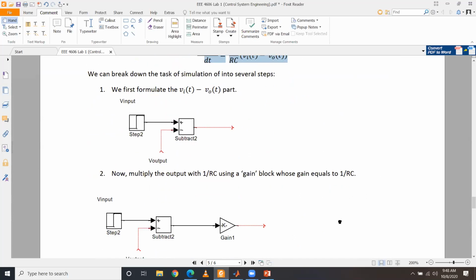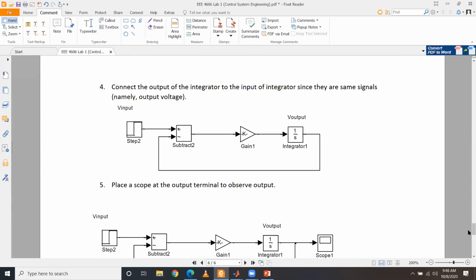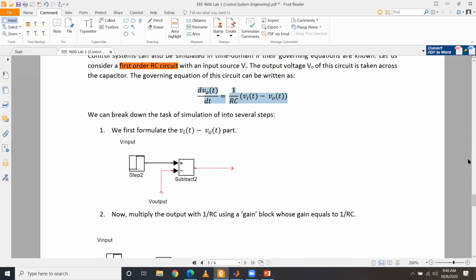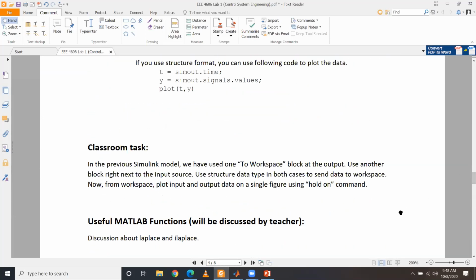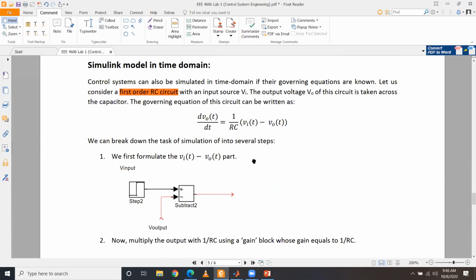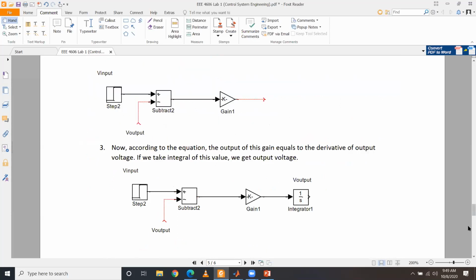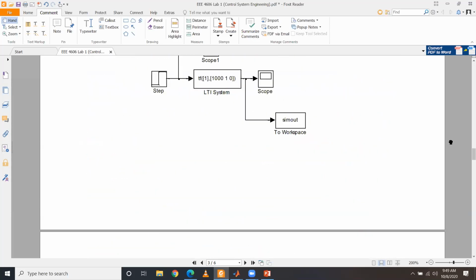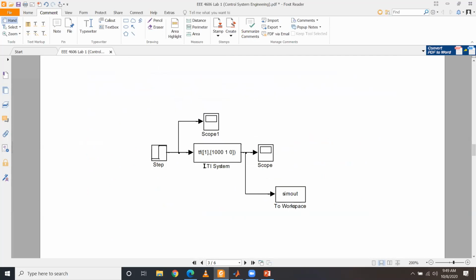Okay. That's it. Okay, so should I give you the same lab task? Let me change the lab task for this lab. Don't do this one. Your task is to draw the Simulink diagram for this first order RC circuit system, but not in the time domain, in the frequency domain or in the Laplace domain using the LTI system block, and then observe the step response.